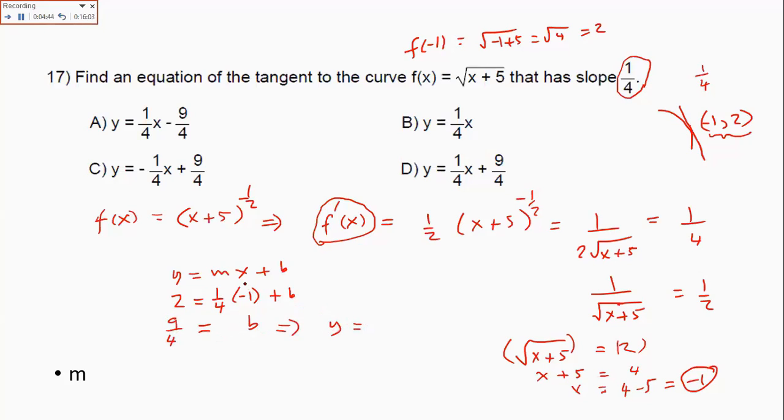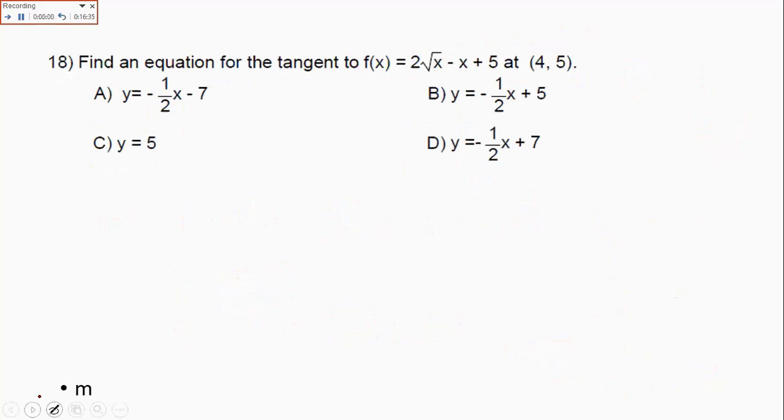That implies y is equal to, now we put m, which is 1 over 4, multiplied by x plus b, which is 9 over 4. Right? And this is the answer. And this is probably number D, it looks like number D. Okay? Any question before we move? Okay. Clear. No question. Let's go.